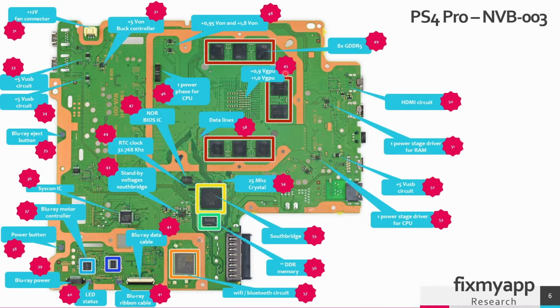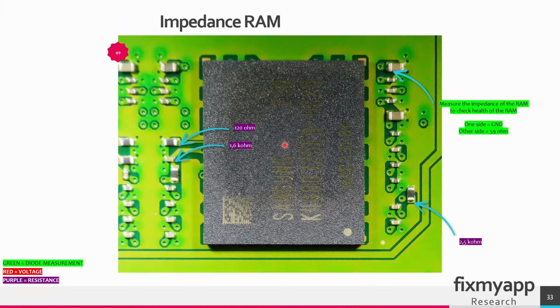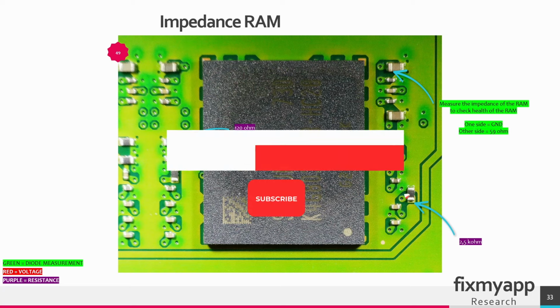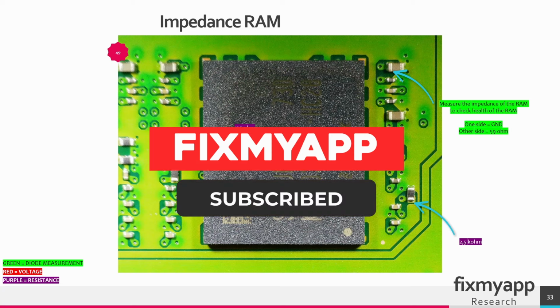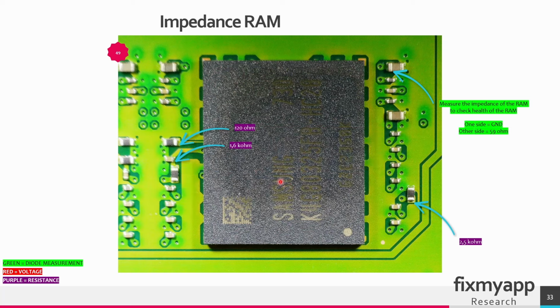The RAM ICs can be found in region 49. So we have 8 GDDR5 memory modules, and these are located here. This is a GDDR5 module. So this memory is used for storing textures, frame buffers and other graphical data that is necessary for rendering high resolution graphics. Those capacitors are needed for stabilizing the voltage power supplies for these RAM modules.